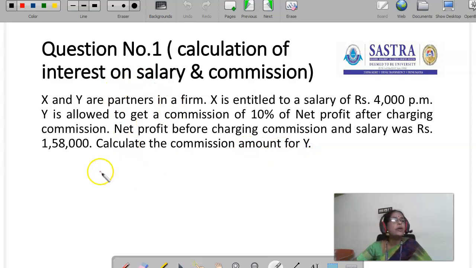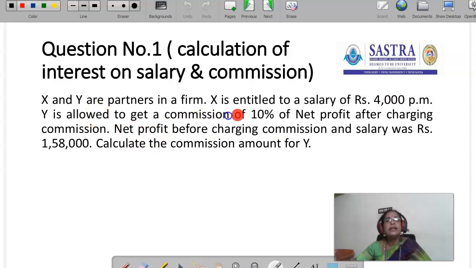What is given in this problem? There are two partners, their names are X and Y. X is allowed to get a salary of 4,000 per month. Here, while calculating the salary, you have to be very careful. You have to carefully notice whether the salary given is a per month salary or a yearly salary. If a per month salary is given, then it has to be converted into a per year salary. 4,000 should be multiplied by 12 to get the yearly or per annum salary.